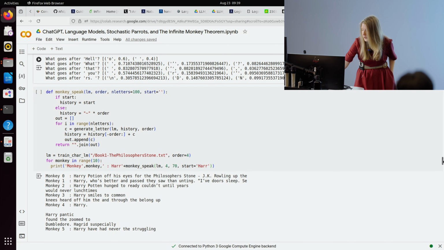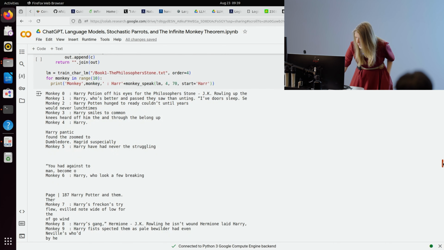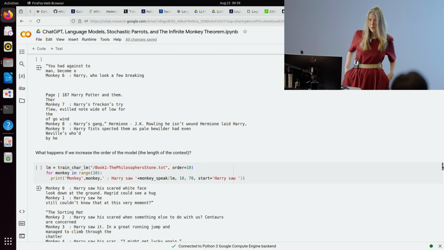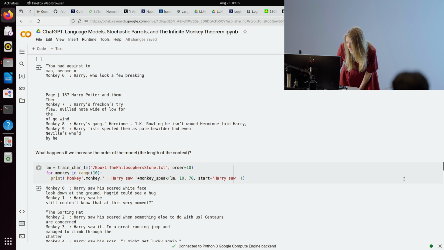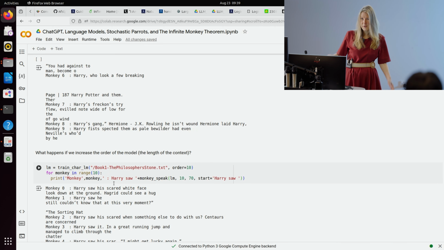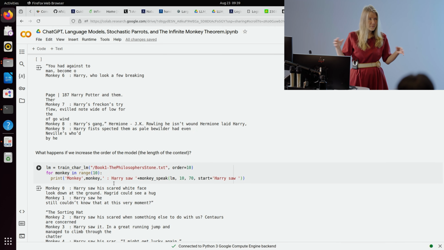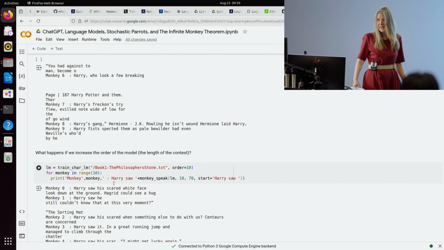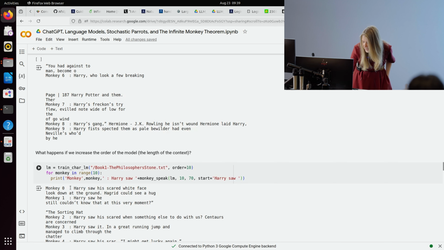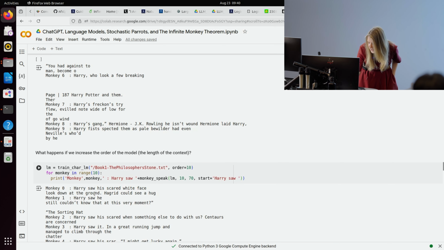When we reduce the order of the model. So let's try to increase the order of the model. Again, let's provide an order of 10. Again, we look at the 10 characters before. And now it gets really funny. It's sort of like all the words already exist in the language, and many sentences are syntactically correct, but they sound really funny because they do not make sense. For instance, Harry saw his scared white face look down at the ground.